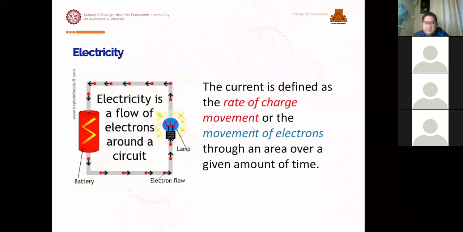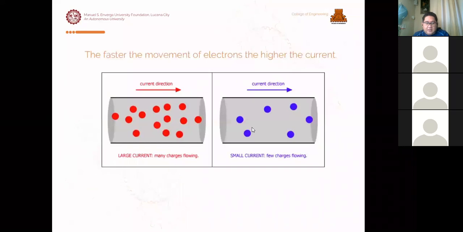But first, the current, or the flow of electrons, is defined as the rate of charge movement, or movement of electrons to an area over a given amount of time. This current pertains to our ion. Later we will have a separate in-depth definition. The faster the movement of electrons, the higher the current. If the flow is faster, of course the current is higher. Many charges are flowing when the movement is faster.